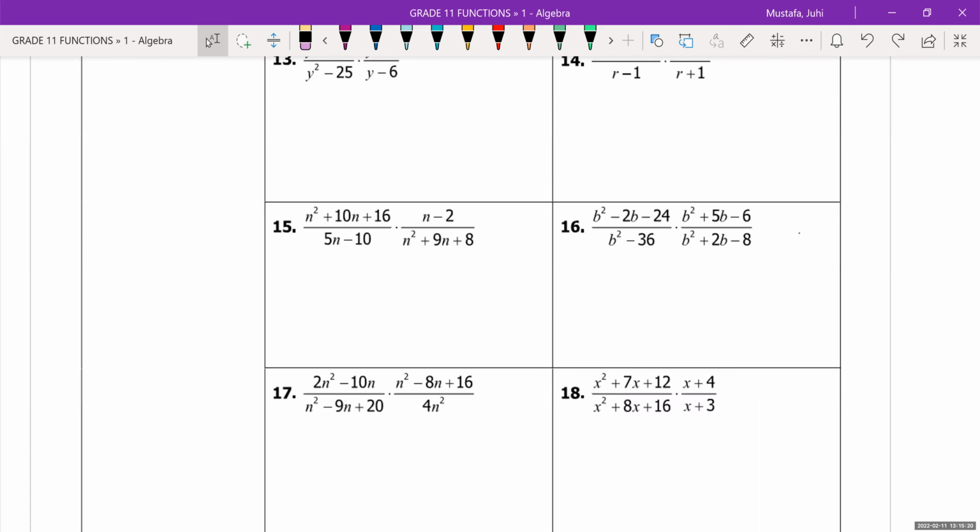So question 16, we have a simple trinomial over a difference of squares and another simple trinomial over another simple trinomial. So lots of practice with simple trinomials. Go ahead and try it.